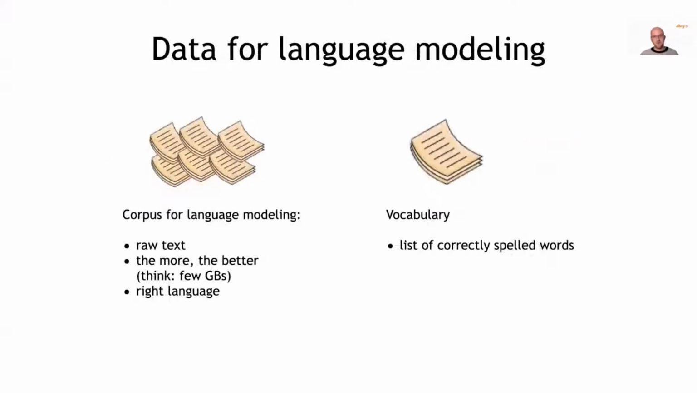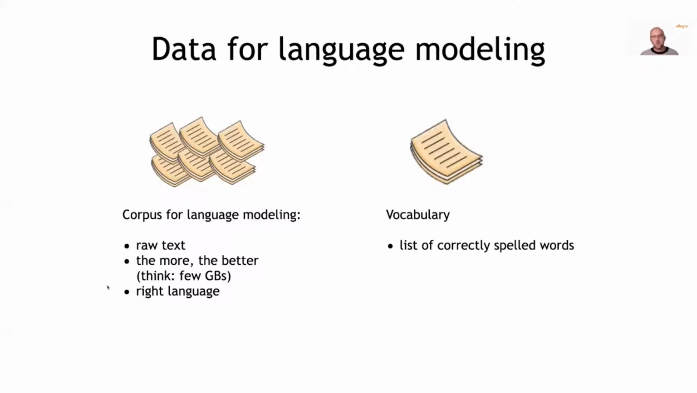Let's start with data. So this is a simplified picture. You need more language resources to build the error correction and prediction engine for a smart keyboard. But these are the 2 most important components. First, you need a corpus for training your language model, which is just raw text. So this is just unlabeled text. And usually the more text you have, the better it is.